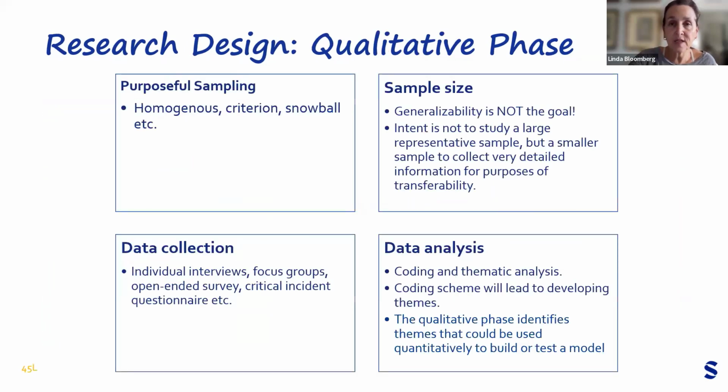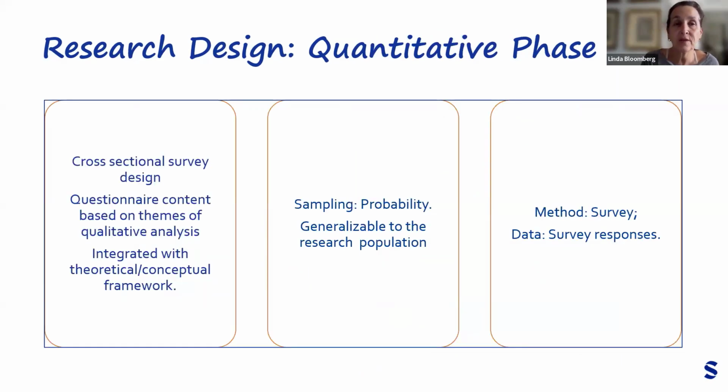But in the qualitative phase, we took care of the way samples are developed, sample size, data collection, and data analysis. Then with regard to quantitative, in the same way, we have to look at the way data is collected through surveys and questionnaires, which has to be integrated with conceptual and theoretical frameworks as in qualitative. The sampling is probability sampling because we need to generalize to the research population, and then different methods can be used to collect data, such as surveys, etc.